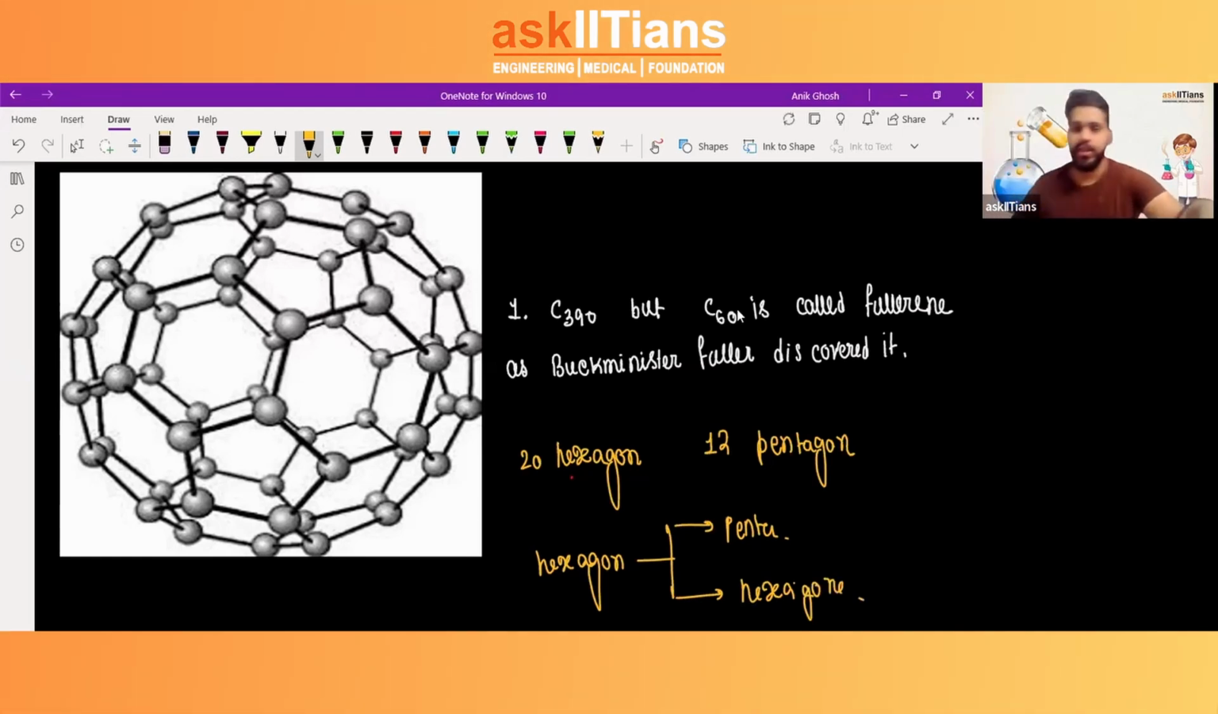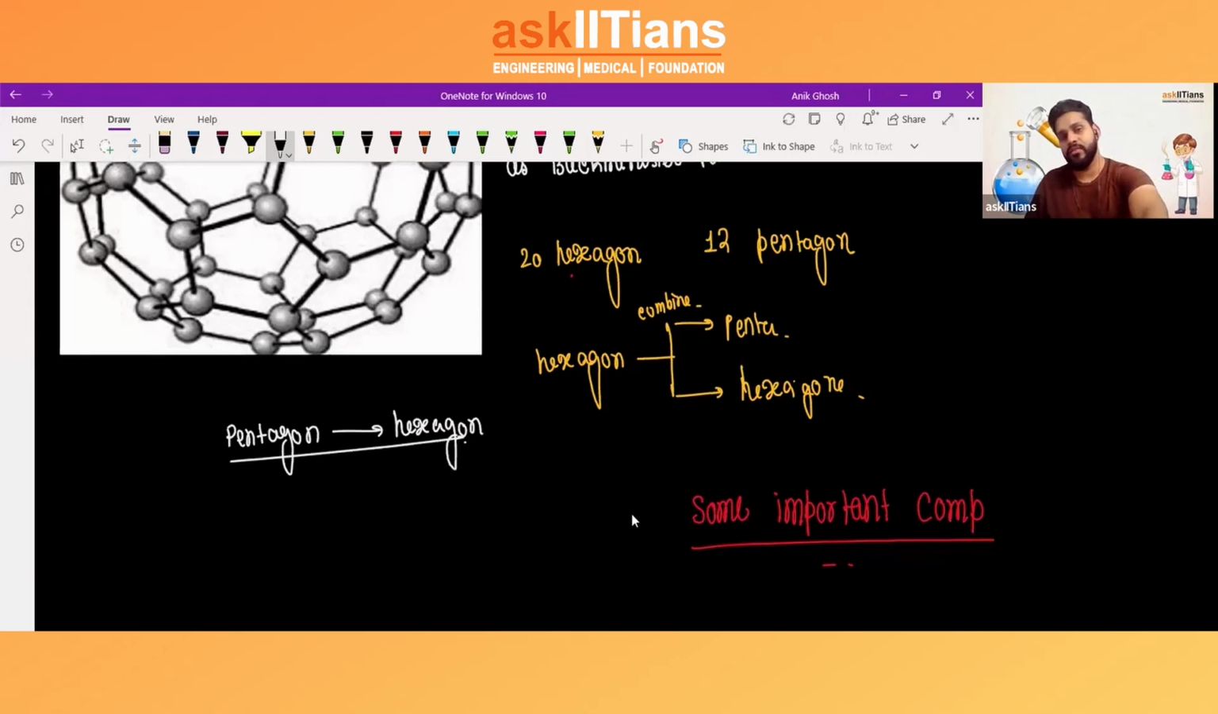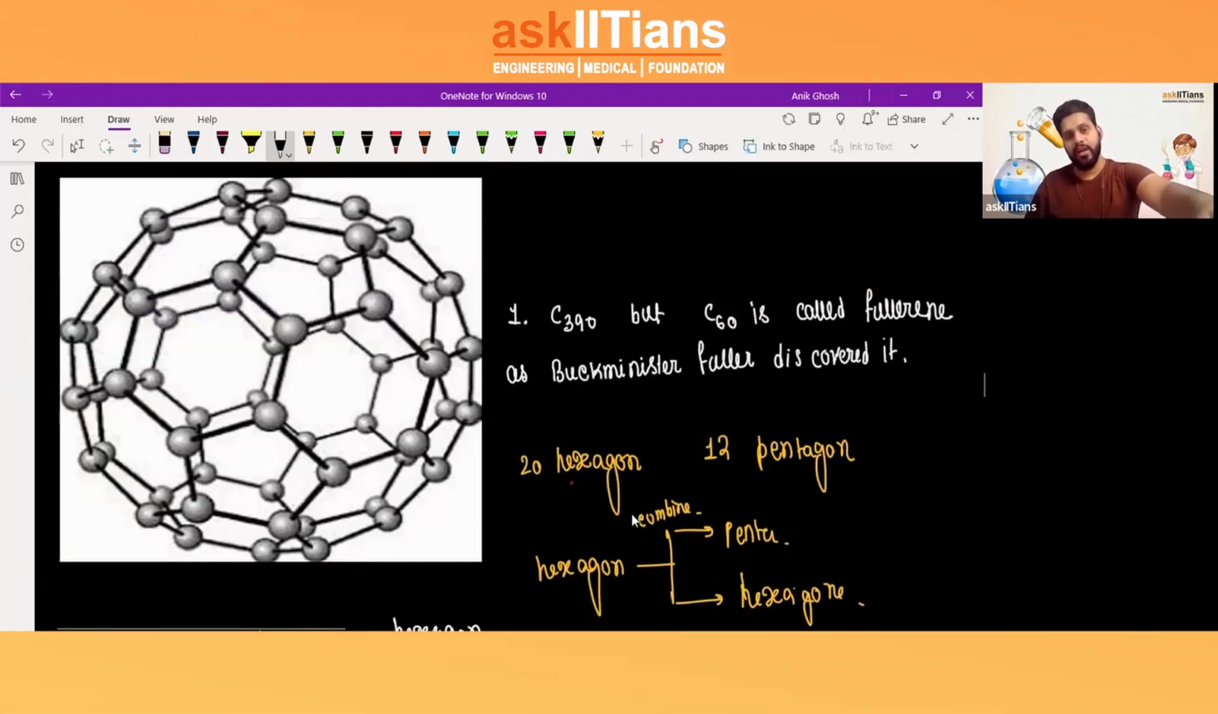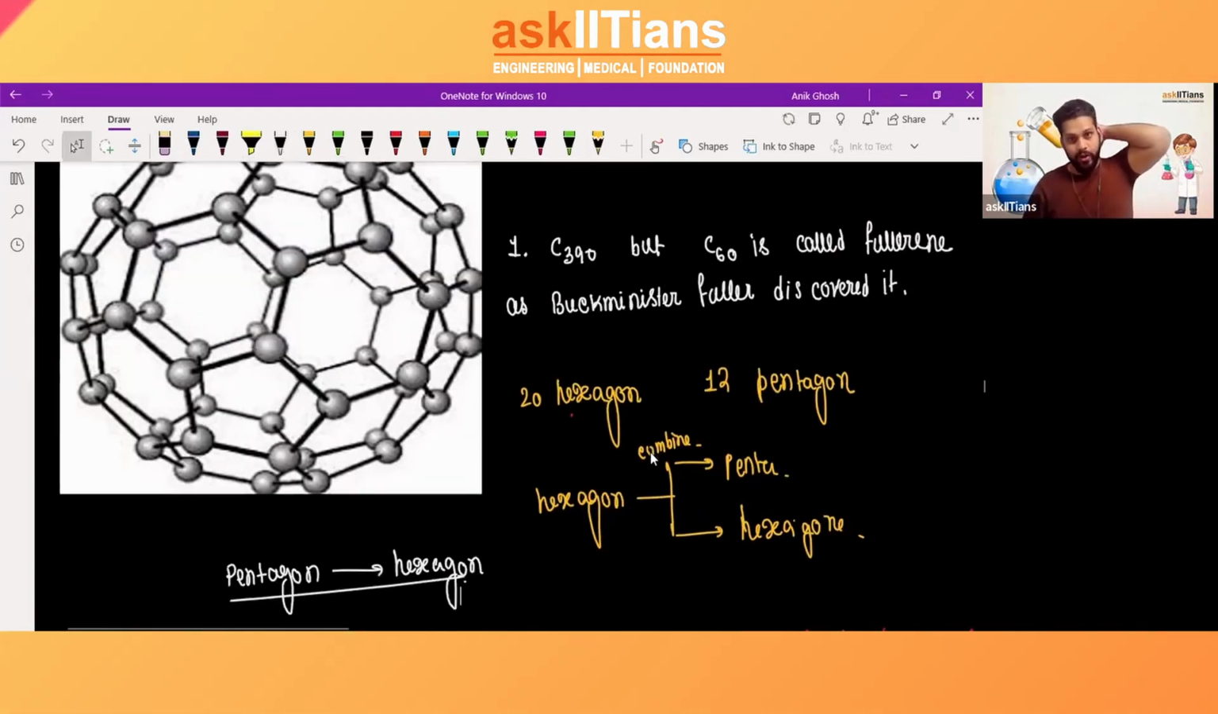Okay, so hexagons can combine with both pentagons and hexagons. But the pentagons in the structure only combine with a hexagon. They do not combine with another pentagon. If you notice, a pentagon is always going to combine with a hexagon, but the hexagons can combine with both of them, right? So this is the thing so far about fullerene.